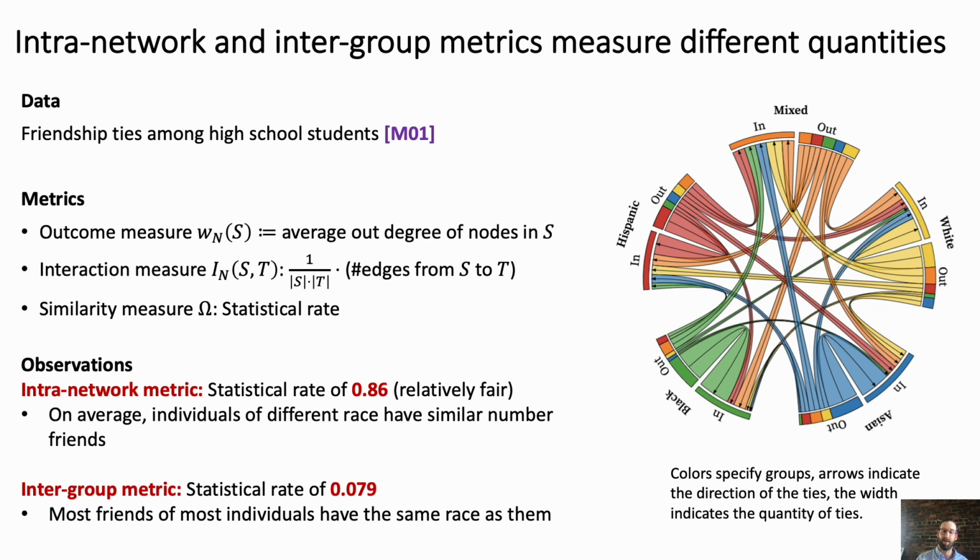The chord diagram on the right visualizes the distribution of friendship ties between racial groups. Here, color specifies each group and the edges indicate the direction of the outgoing ties. The width of the chords indicates the volume of ties sent between groups. Using an intra-network metric, we observe that each group interacts with a similar number of individuals. In contrast, the intergroup metric reveals that each group is not interacting with other groups equally.